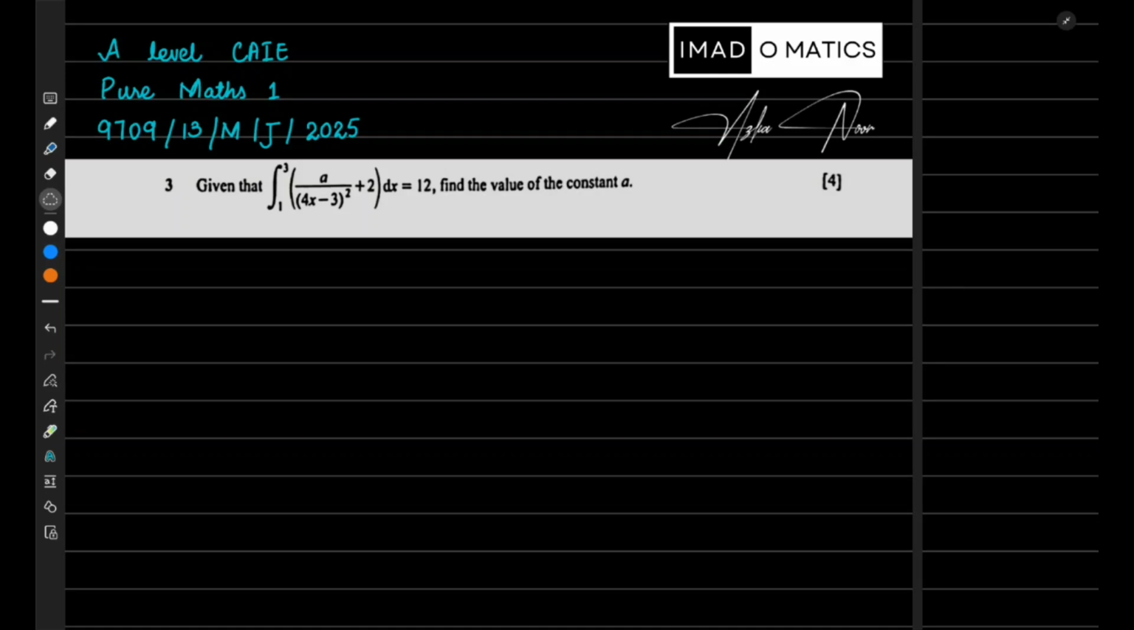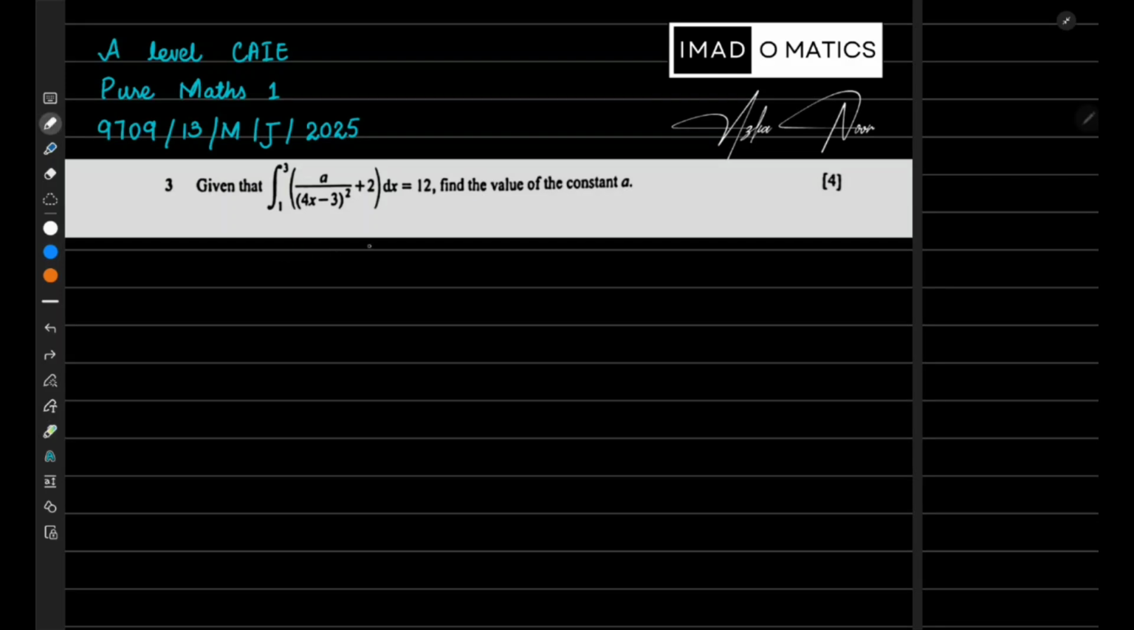So let's begin with question number 3. Question 3 says, given that the integral with limits 1 to 3 of a over (4x minus 3) whole squared plus 2 dx is equal to 12, find the value of constant a. So that is just a simple integration question. So let's begin.